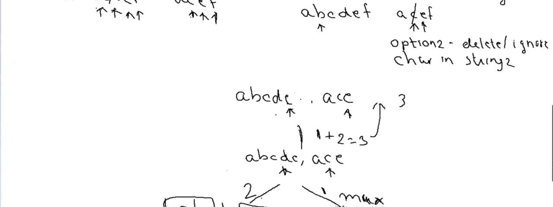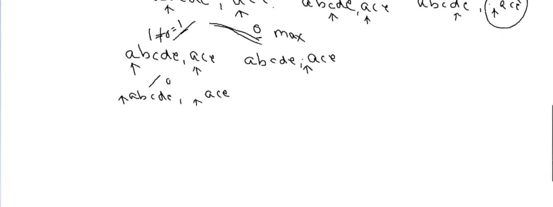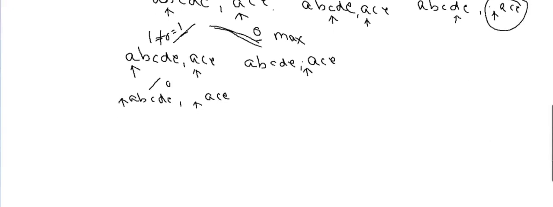So this is how we're going to do it. We are going to write our recursive function. Our recursive function will take word 1, the length of that word, which is n, word 2, the length of that word, which is m.